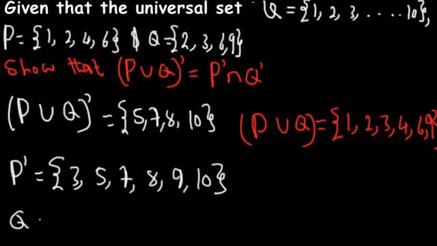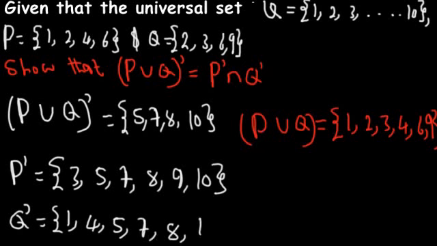Now, what about Q prime? Q prime will consist of elements that are not in set Q but are in the universal set. What elements do we have in Q? We have 2, 3, 6, 9. Therefore, Q prime will consist of elements 1, 4, 5, 7, 8, and 10. So this is the value of Q prime, or Q complement: the elements that are not in set Q but are in the universal set.